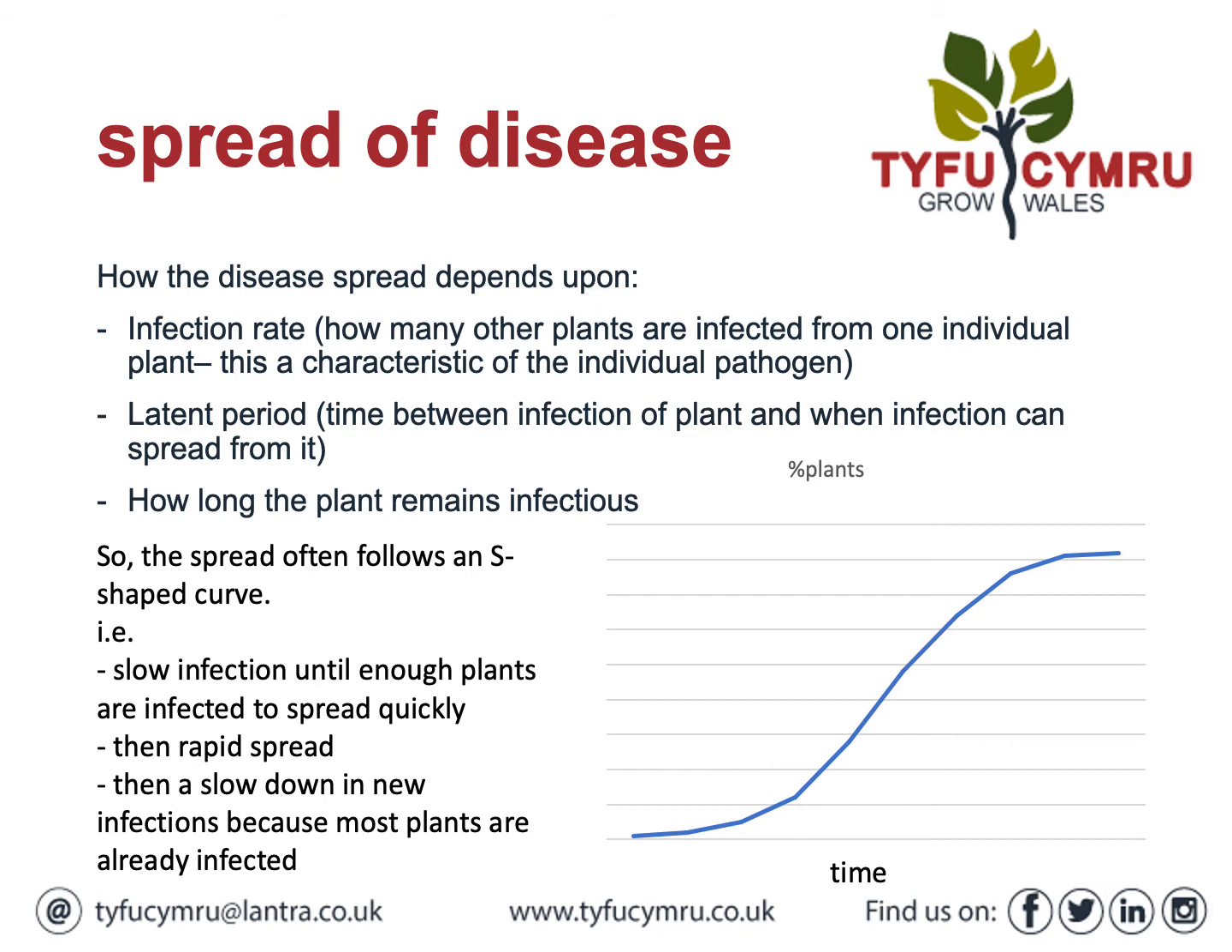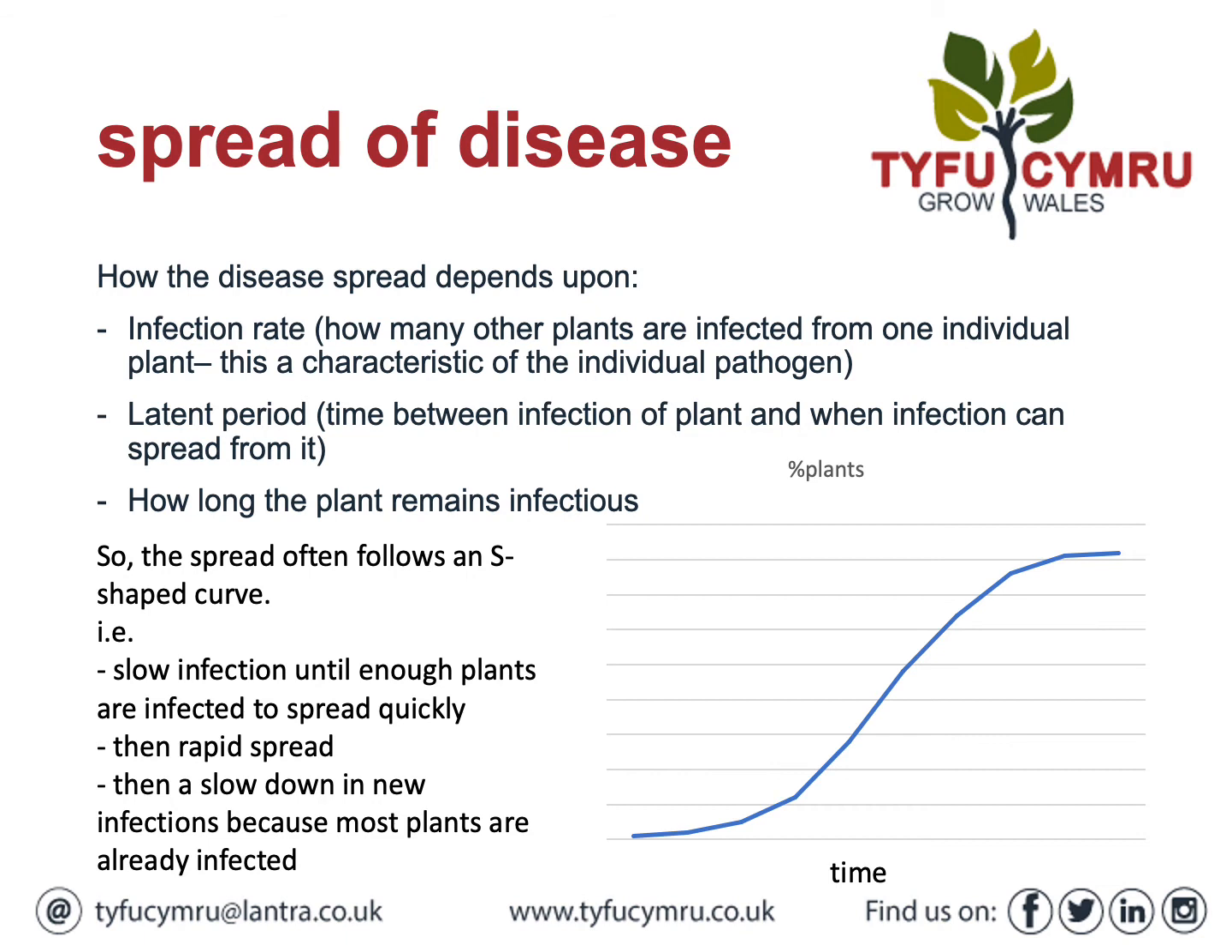Secondly, there's the latent period, and that's the time between the infection of the plant and when the infection can spread from it. So usually it's the invasion, say, of a fungus, and the time to which that fungus then produces spores that can go on and infect another plant. And thirdly, it relies on how long the plant remains infectious. So a plant that's killed quickly often can't spread the disease much further, but a plant that has infective spores or produces more larvae of the pests over a longer period will increase the infection.